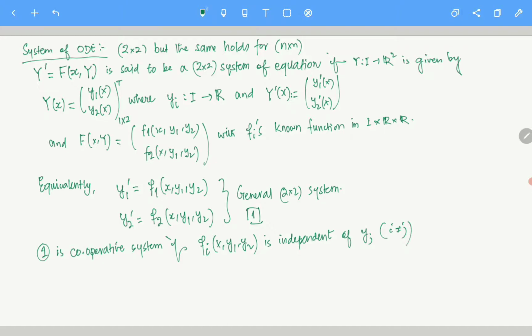So essentially the equation will look like this: y1 prime equals f1 of x, y1. Essentially it will be a set of two independent ODEs: y2 prime equals f2 of x, y2. Clear? And if that's not the case, then it's just a non-cooperative system. Otherwise, the system is non-cooperative.